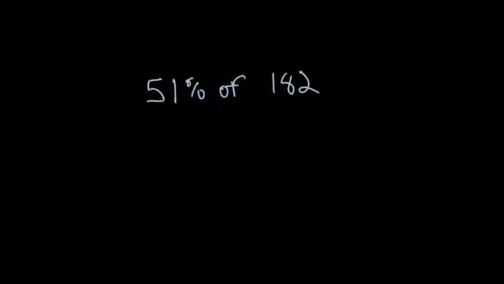If we had to find 51% of 182, we can use mental math to do that. So 51% is very close to 50. It's just 1% more. And 50% is like half. So half of 182, well, half of 18 is 9, half of 2 is 1, so that would be 91. So 50% of 182 would be 91.